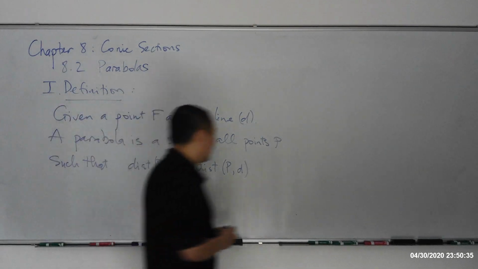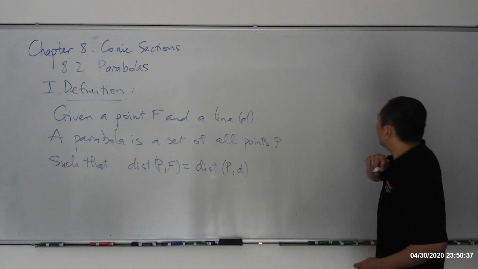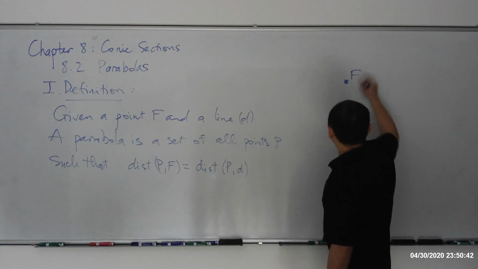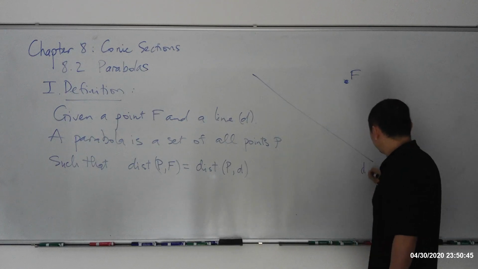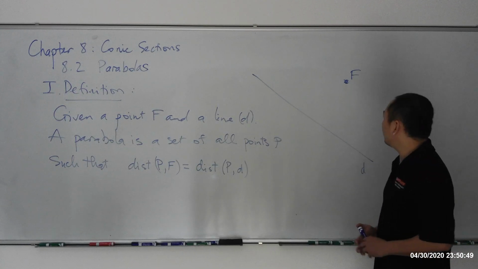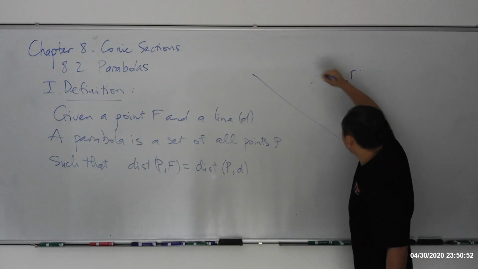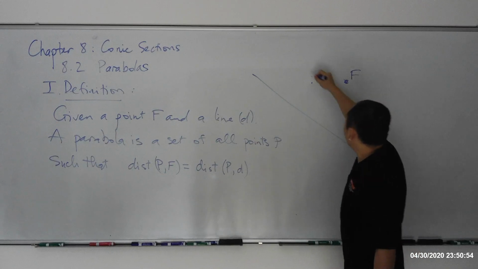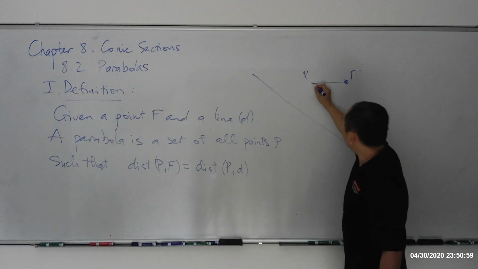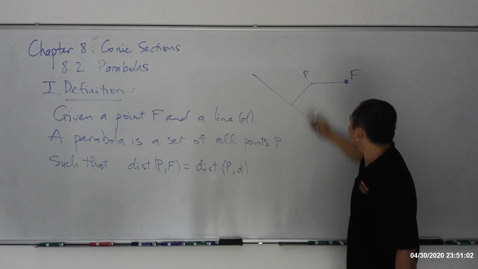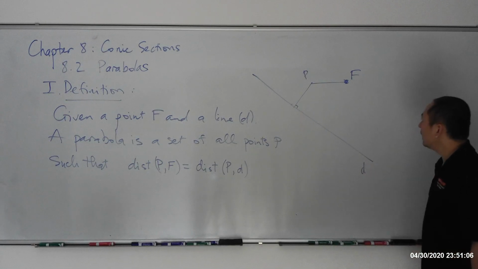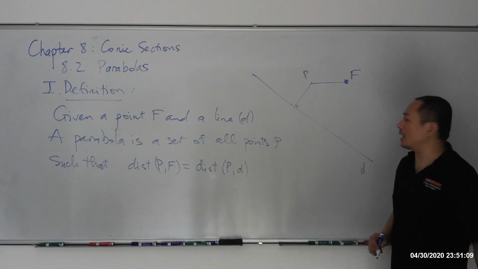So let me clarify the definition using geometry. Basically what you are given is a point F and a line D. Okay? We are looking for all the points P. There are a lot of points P on the plane that satisfy the condition. Point P right here: the distance from P to F is that long. The distance from point P to the line D is that long. I'll draw it better. That long. And you are looking for all the points P that satisfy the condition.